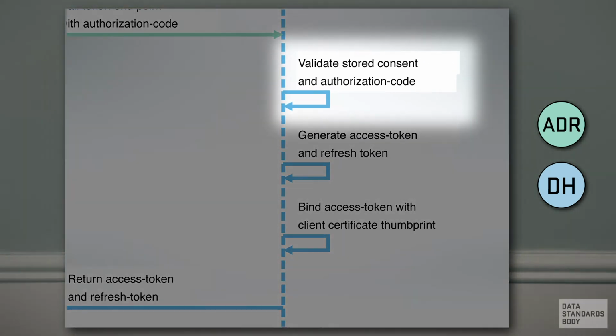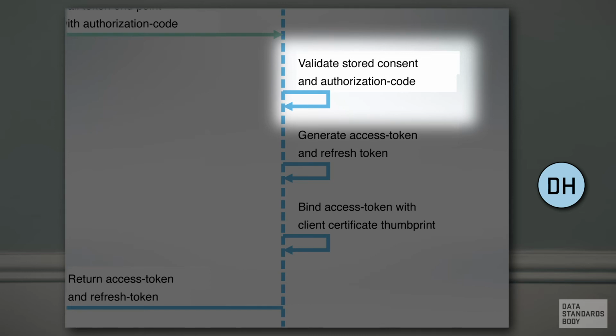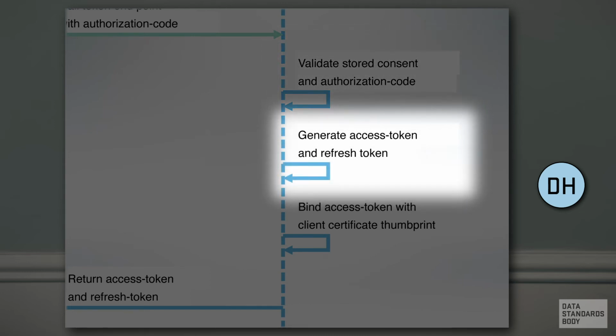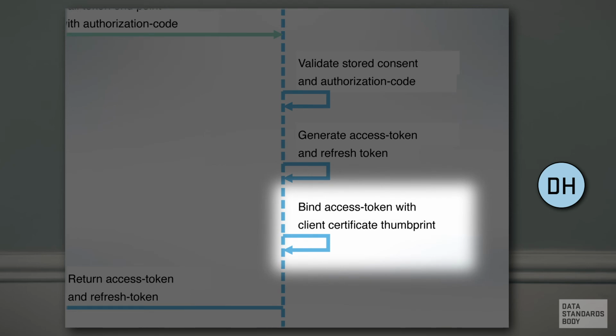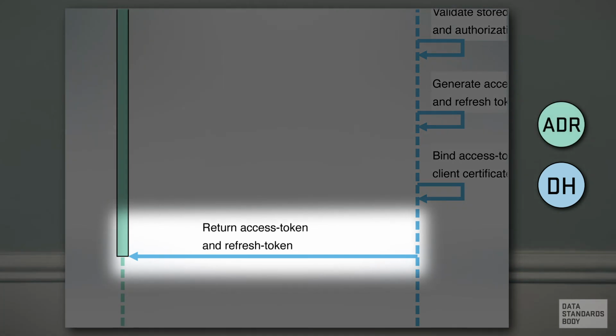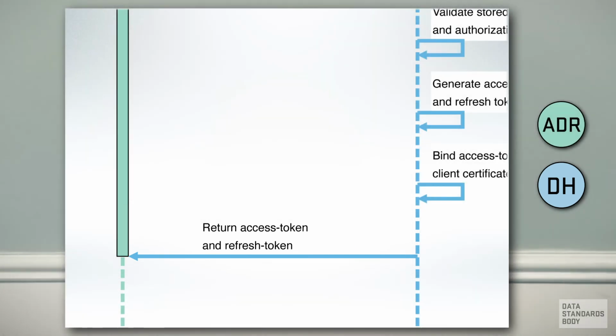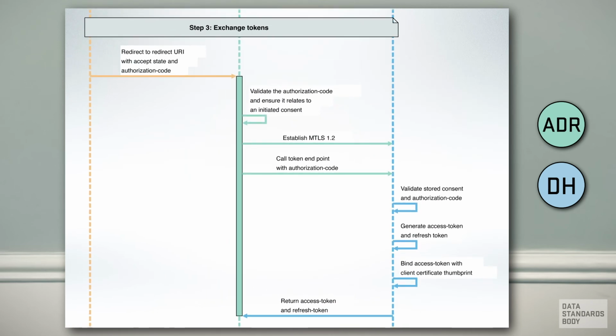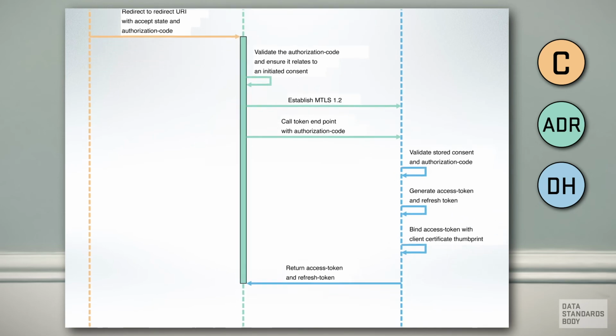The data holder will validate the stored consent and the authorization code. They'll generate an access token and refresh token. They'll bind the access token with the client certificate at some point, which is really important. That's the holder of key step. And then we'll return the access token and the refresh token back to the ADR. At this point, the ADR has both a refresh token and an access token. And the refresh token will have an expiry time dependent on the sharing duration in effect, as well as potentially whether key cycling is implemented by the data holder. But they will have both of those tokens.